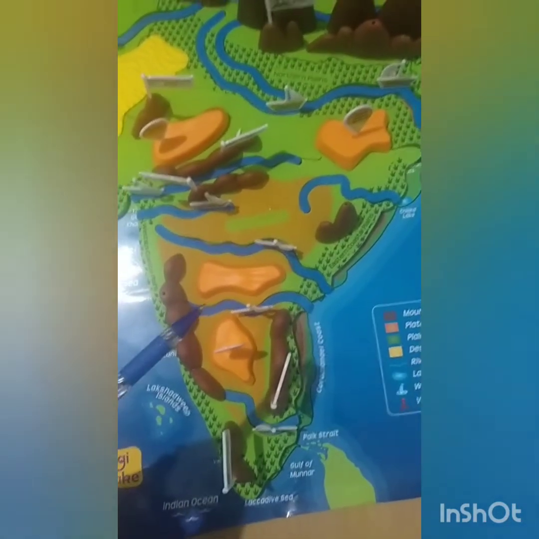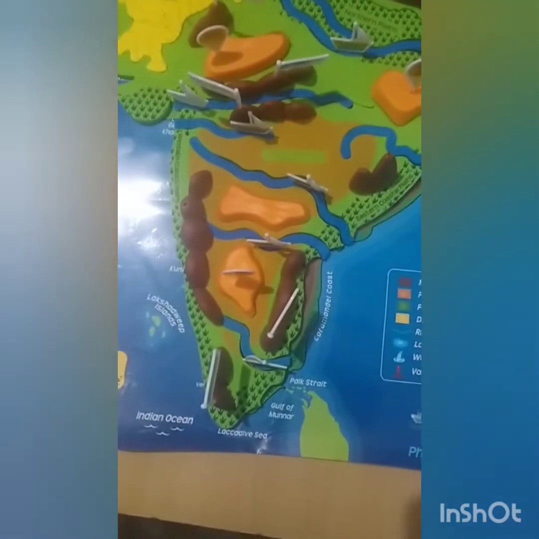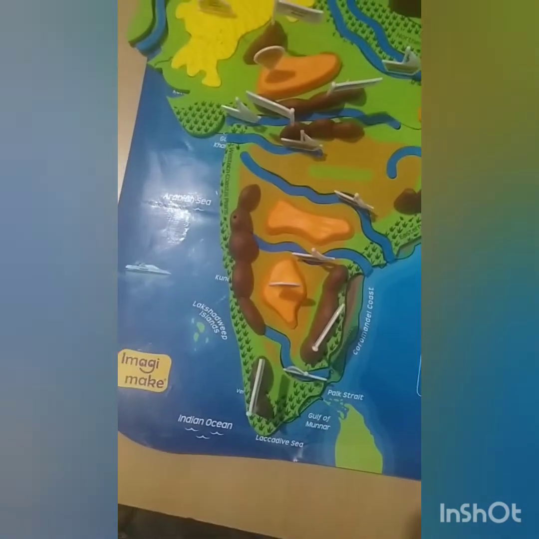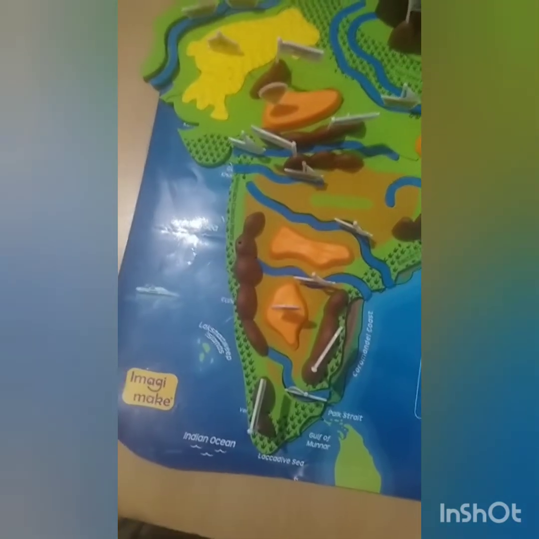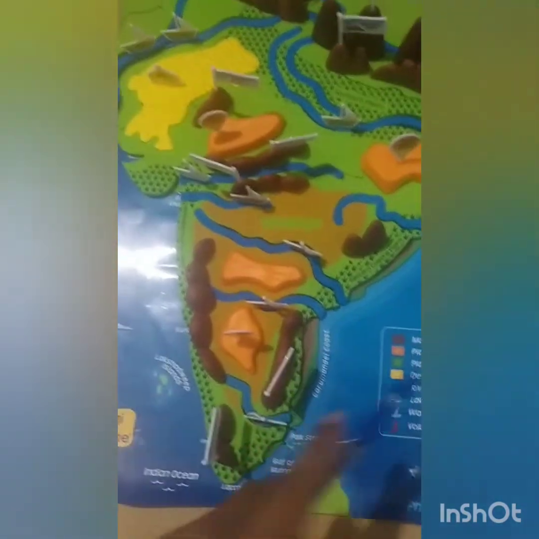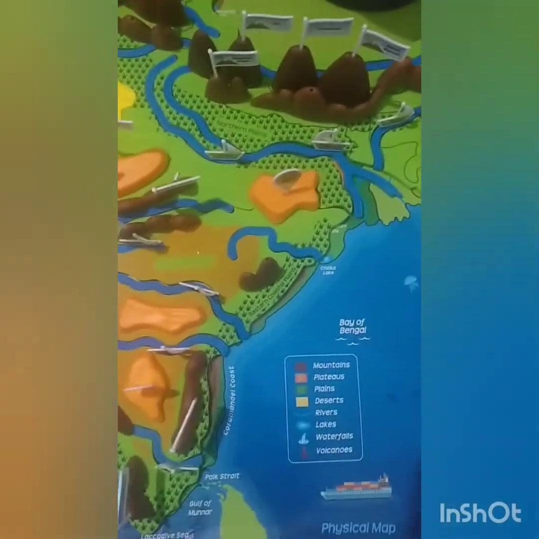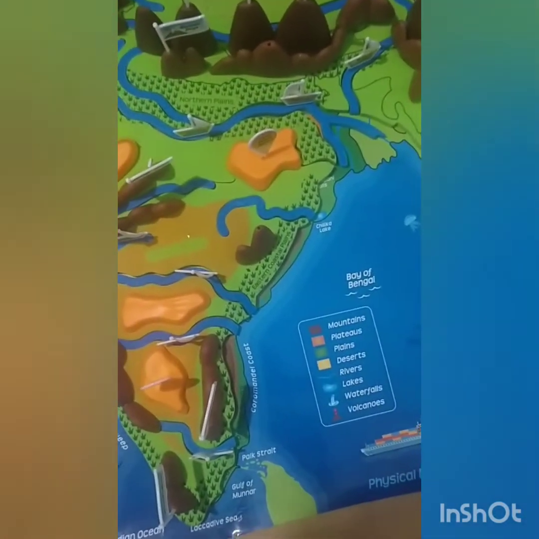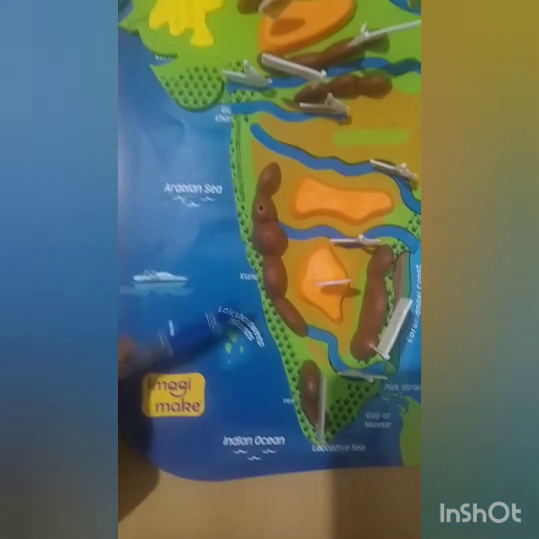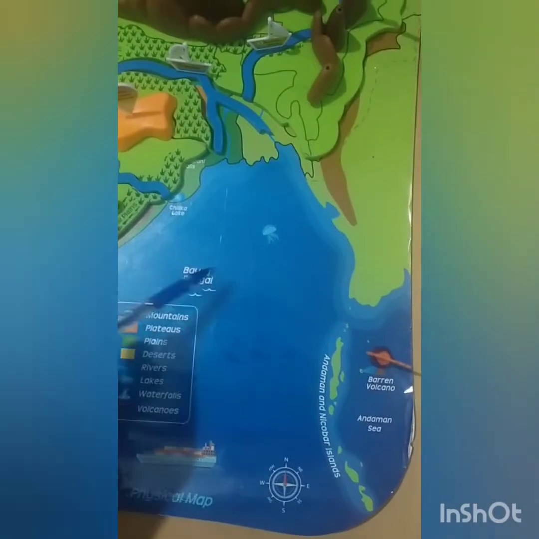And then islands. India has two groups of islands. Which are the two groups of islands? The Andaman Nicobar Islands in the Bay of Bengal and the Lakshadweep Islands in the Arabian Sea. The Lakshadweep Islands are located in the Arabian Sea, and the Andaman Nicobar Islands are located in the Bay of Bengal.